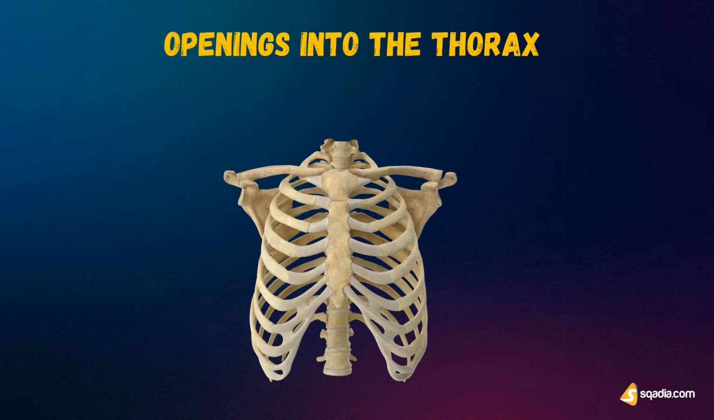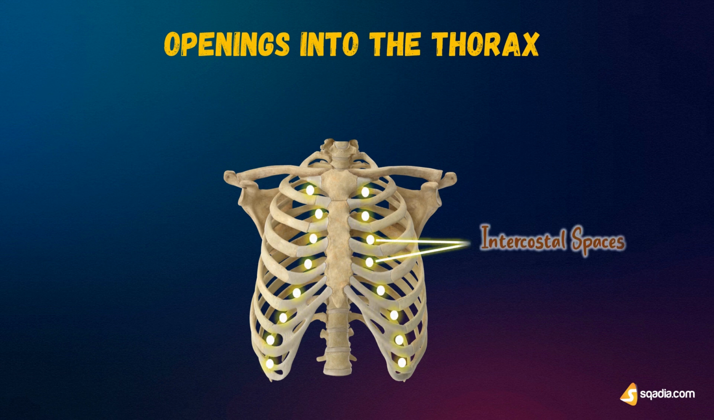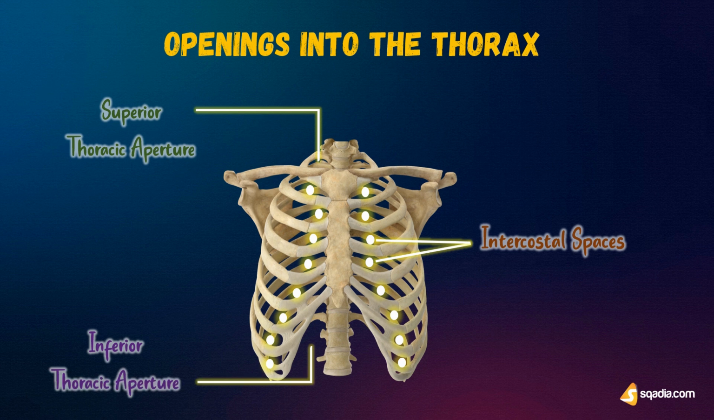Well, there are numerous gaps that connect the thorax with other regions and separate the bones of the thoracic cage from one another. There are some narrow and elongated intercostal spaces that separate the adjacent ribs, while relatively large apertures are present at the upper and lower parts of the thorax, known as the superior thoracic aperture and the inferior thoracic aperture.